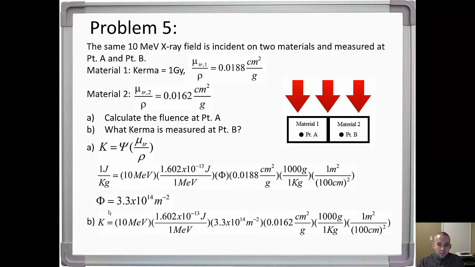Once again, quite a bit of unit analysis. Lots and lots of unit analysis for most of these questions. Kerma measured is 0.86 gray for point B, material 2.